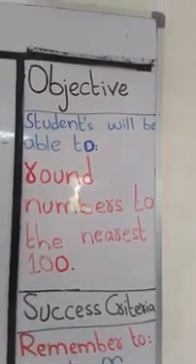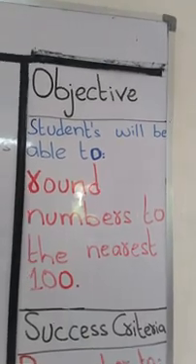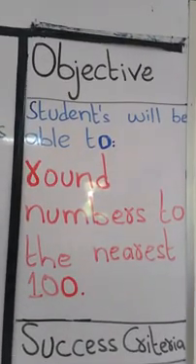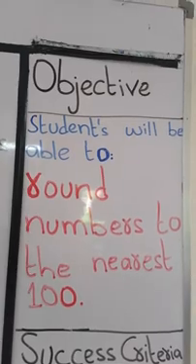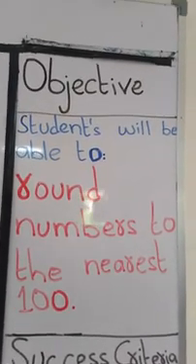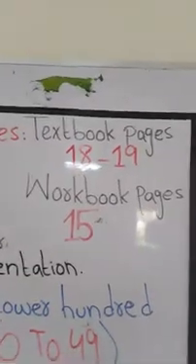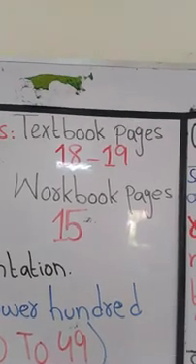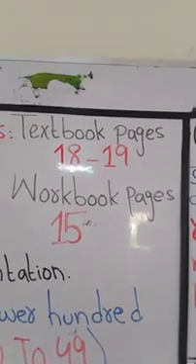So today's objective is students will be able to round numbers to the nearest 100. So today we are rounding numbers to the nearest 100. The resources are textbook pages 18 and 19 and workbook page 15.